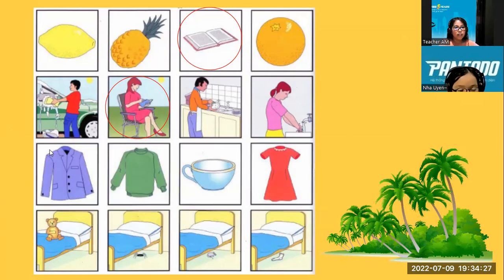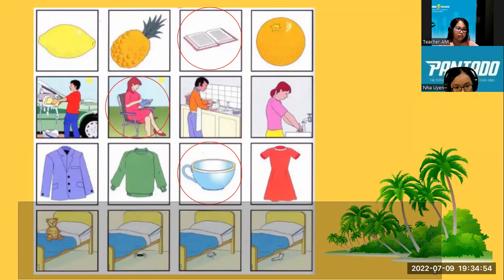Which picture, what are these? The shirt, sweater, cup, and dress. Which is different? The cup, because it's not clothes. Very good. Okay, what about this one?